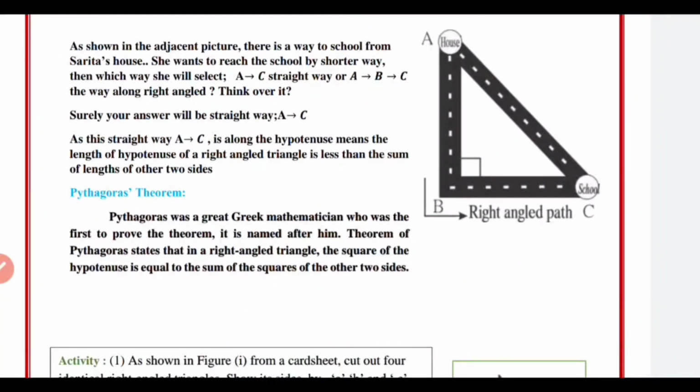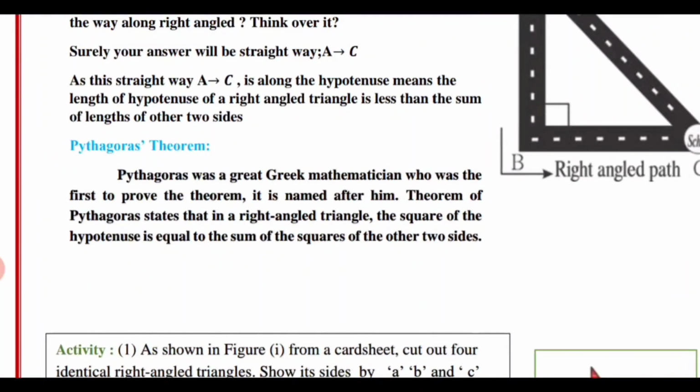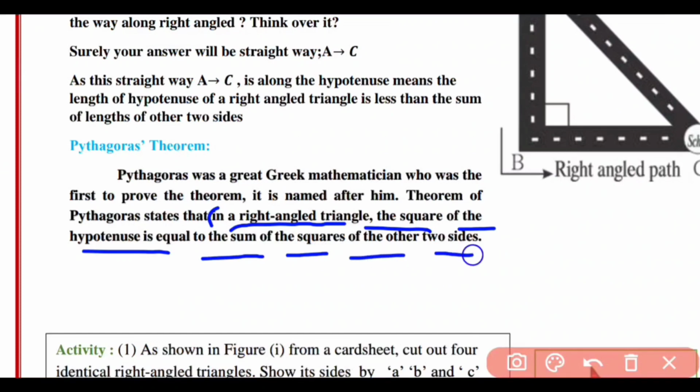Pythagoras was a great mathematician who was the first to prove the theorem, and that's why the theorem is named after him. The theorem of Pythagoras states that in a right angle triangle, the square of the hypotenuse is equal to the sum of the squares of the other two sides. This is the statement of Pythagoras theorem. What is the statement? In a right angle triangle, the square of the hypotenuse is equal to the sum of the squares of the other two sides.